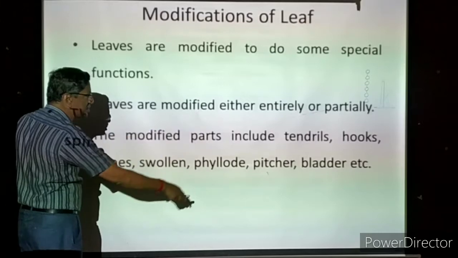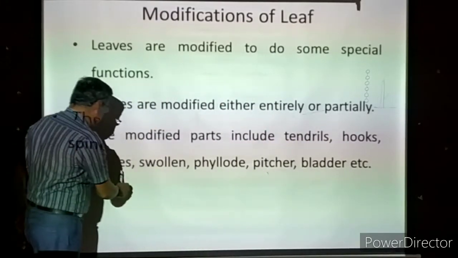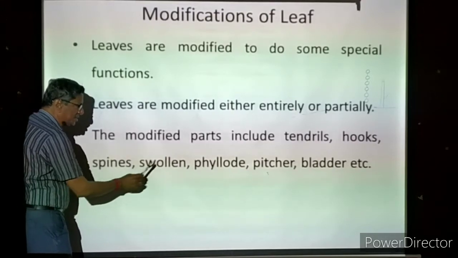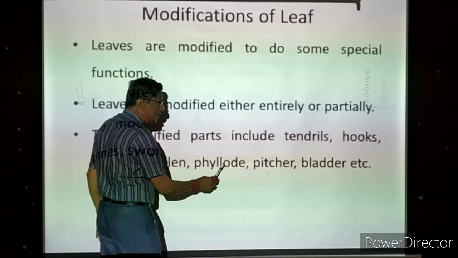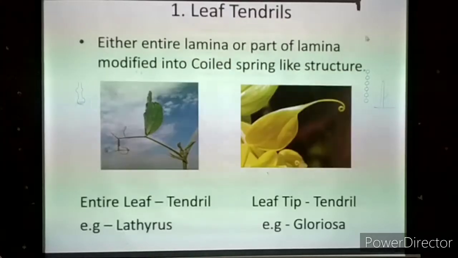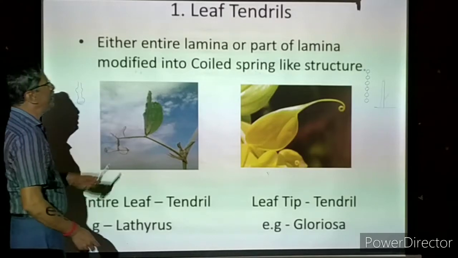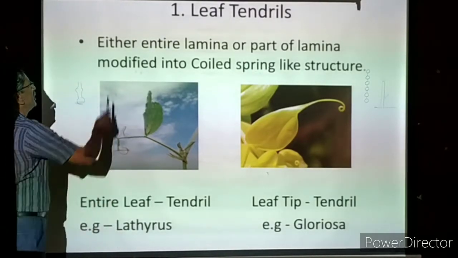Now these are all the modifications. Spring-like structures, curved hooks. Next one is spines, that is, thorn-like structures. Swollen, that is bulging. Next one is the petiole, which is broad and green. Pitcher and bladder are for trapping insects. Now we will take the various types of leaf tendrils. Where can we find leaf tendrils?